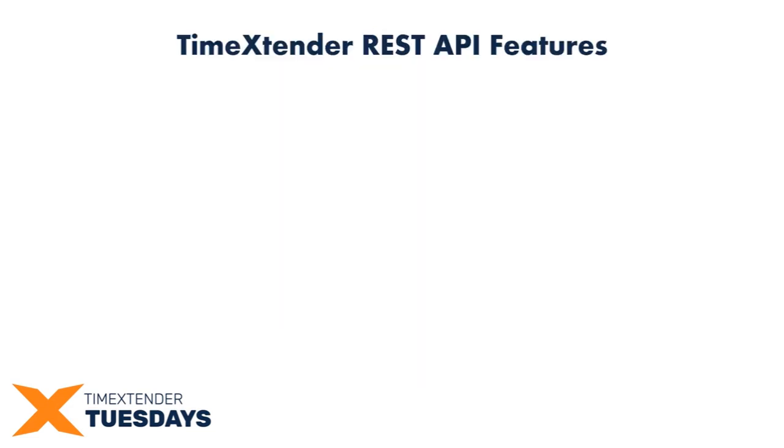Let's look at how we're going to do this. We'll start with a new TimeXtender feature that allows us to import our endpoints directly from Swagger, which we can get from a URL, a file on our ingest server, or by copy and pasting an exported JSON file, which is what we'll be using.